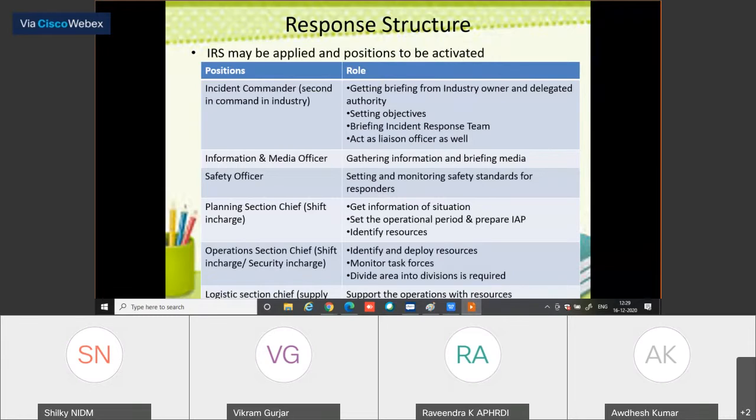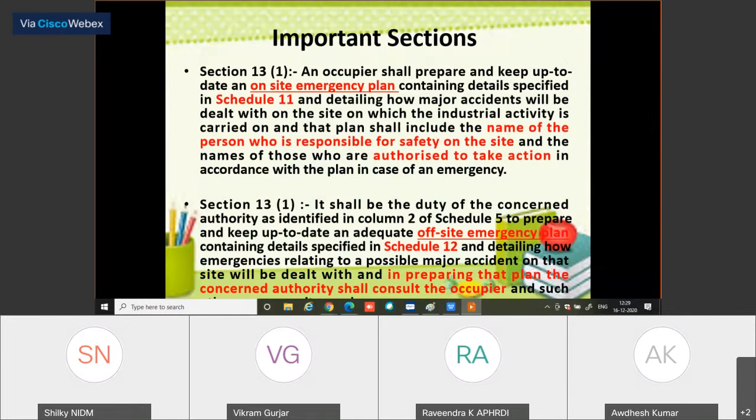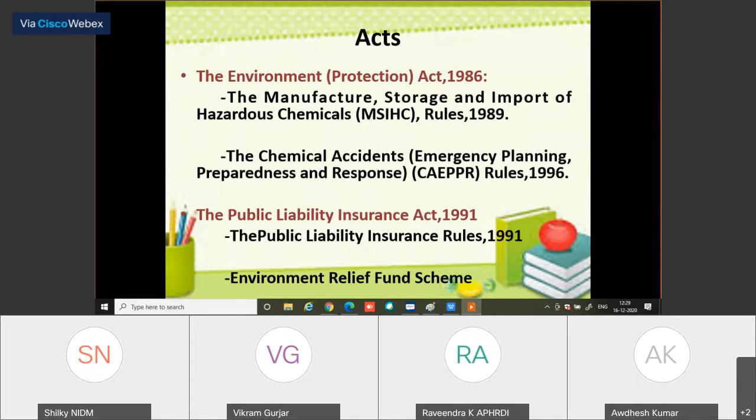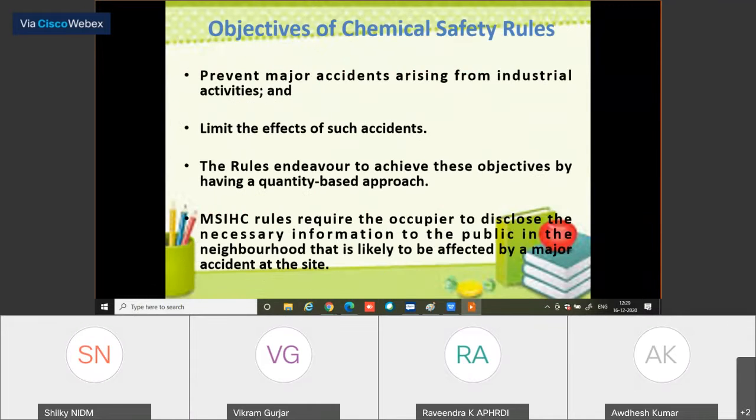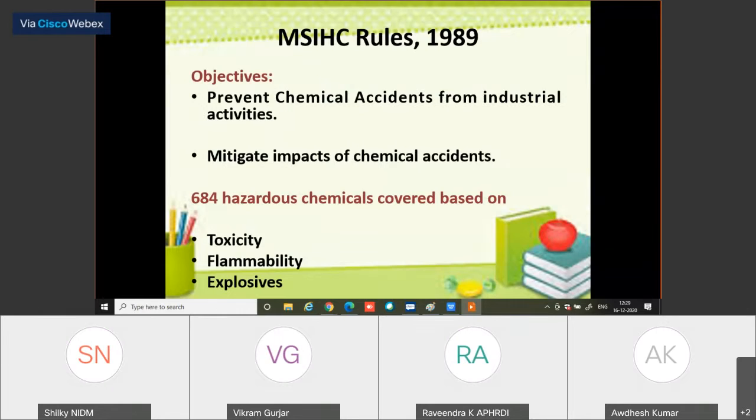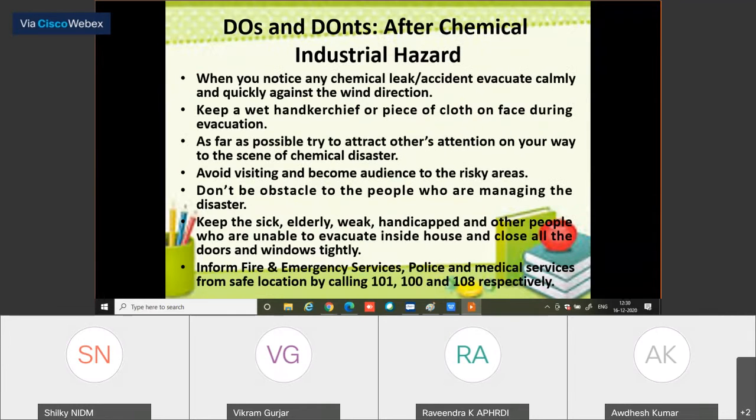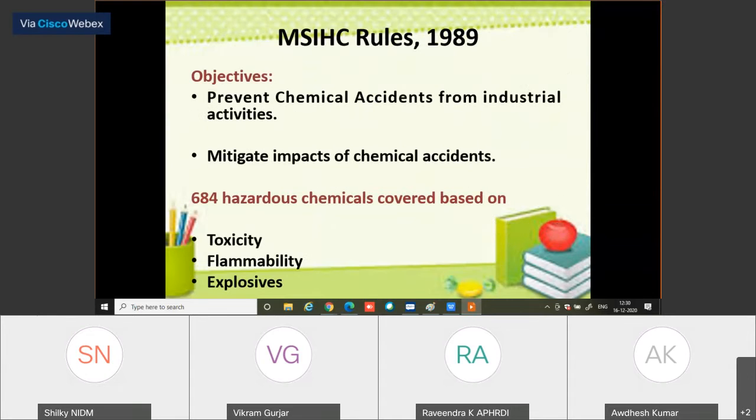Now we have the guidelines of NDMA, which were published in 2010, and we have this on the IRS. Training modules have been developed by NIDM, and we also undertake and impart training by organizing online and face-to-face training courses for IRS.